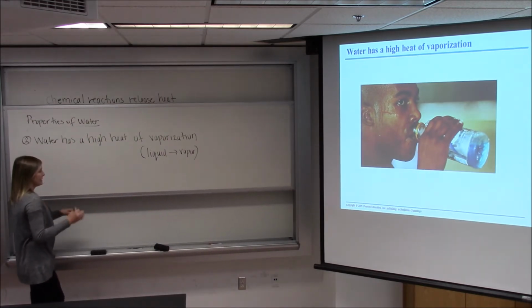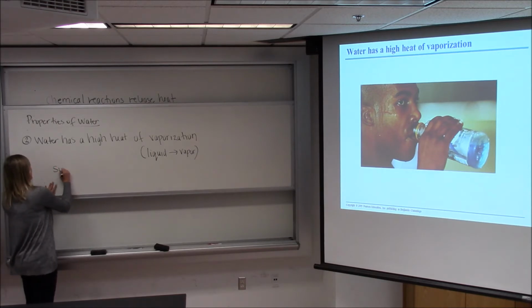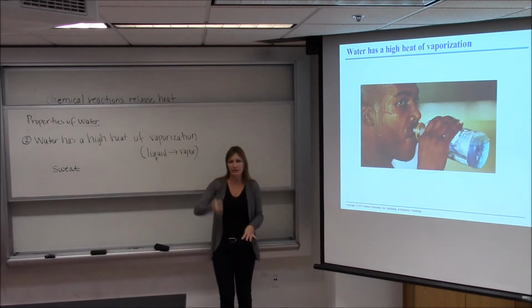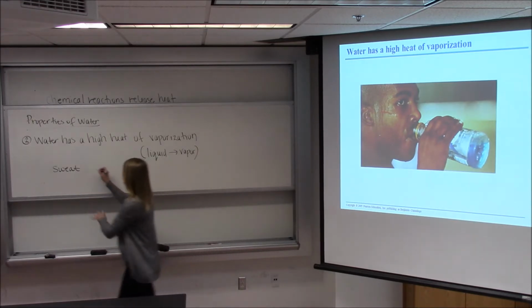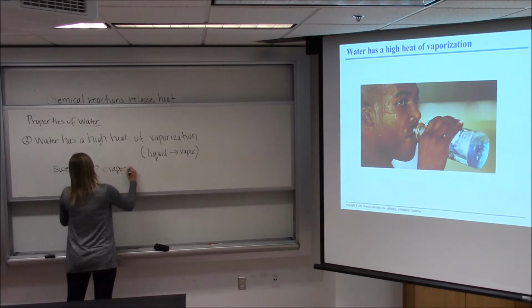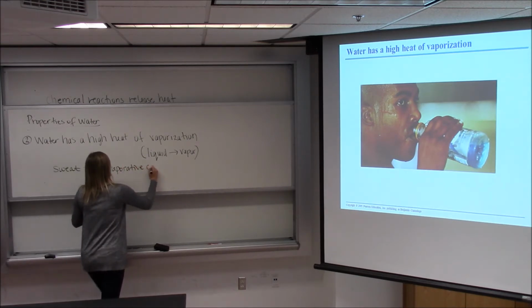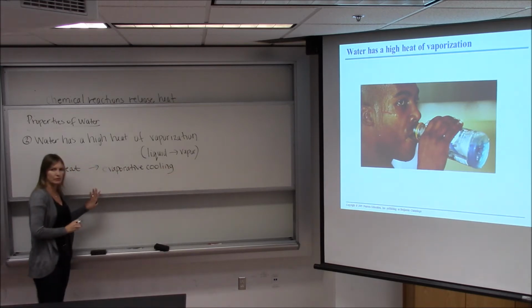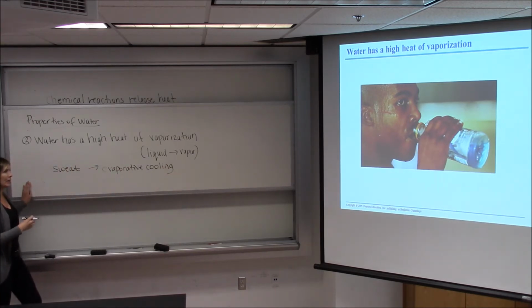So what happens is we sweat, and that water stays on the skin rather than just instantly vaporizing and evaporating. It stays on the skin and it cools the body. That's called evaporative cooling. This is a very important part of maintaining and regulating our body temperature. Keeps us from overheating.